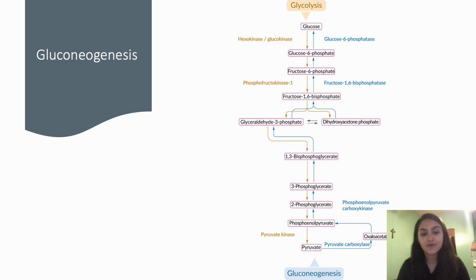Overall, gluconeogenesis is a complex metabolic pathway that allows the body to generate glucose from non-carbohydrate sources, like I mentioned in the previous slide. It ensures a continuous supply of glucose for vital organs such as the brain and red blood cells, even when dietary carbohydrate intake is insufficient.